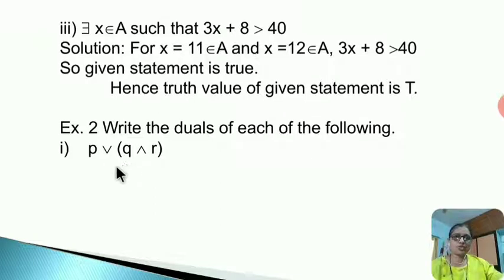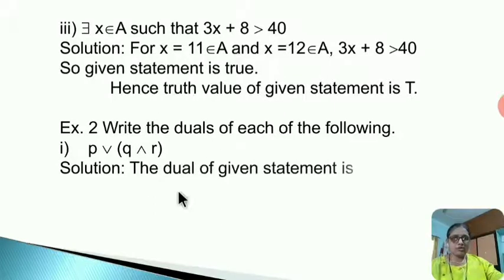And so here the dual of the given statement is what? We replace here or by and, and by or. So the dual of the given statement is P and Q or R. We just replace or, meaning disjunction, by conjunction, and and, meaning conjunction, by or, meaning disjunction.